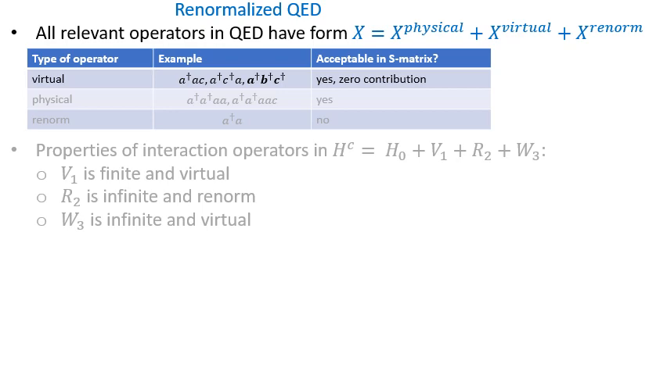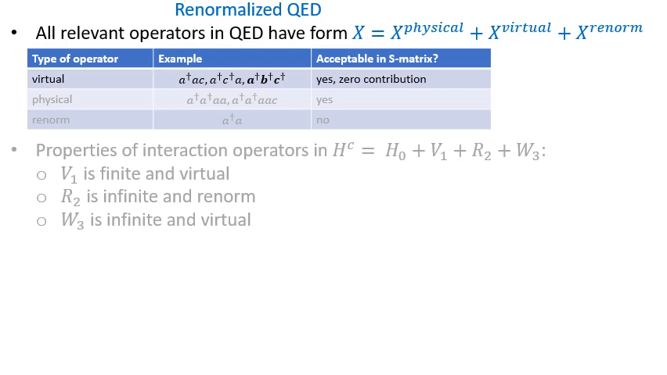First, there are virtual operators, which correspond to processes that cannot happen in nature due to violation of the energy conservation law. Yes, last time we had a detailed discussion of the first two terms, A dagger A C and A dagger C dagger A, which describe photon absorption and emission by a free electron.